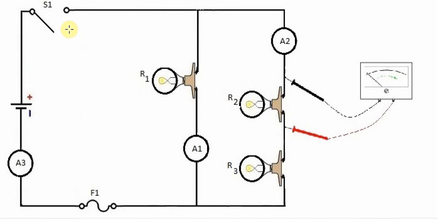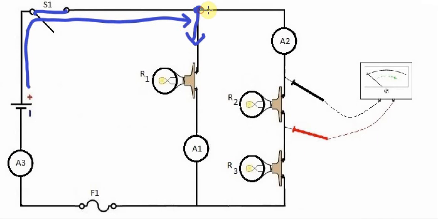In this example here, we're going to take a look at a parallel circuit. So when this switch, S1, is closed, if we follow conventional current, current will flow in this direction here and get to the point right here where some of the current will travel down this branch, and some of the current will travel down this branch. That current will all come back together and will eventually come back to the battery through A3.